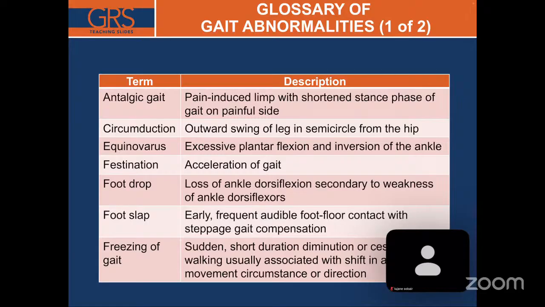The equinovarus is excessive plantar flexion and inversion of the ankle. The festination gait, which is the most common or the first gait impairment that we knew about in medical school related to Parkinson's disease, is the acceleration of gait. The foot drop, where we see loss of ankle dorsiflexion secondary to weakness of ankle dorsiflexors. The foot slap, where we see early, frequent, audible foot-floor contact with a stepping gait compensation. We also know about the freezing gait, which is sudden short-duration diminution or cessation of walking, usually associated with a shift in attention or movement circumstance or direction. And each abnormality has distinct features that can help us identify the underlying causes and guide our assessment and interventions.